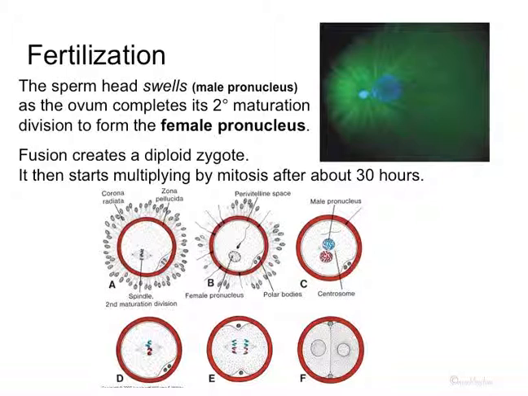So once that one is in, its head swells up and it becomes a male pronucleus, and the ovum completes its second maturation division to form the female pronucleus. And then we get a fusion of the two, and that creates a diploid zygote. That's the word. A diploid is the 46 chromosomes. You have a copy of 23. They both were haploids. They only had 23 chromosomes, but now combined they have the 46. And from that process on, we start multiplying by mitosis after about 30 hours.